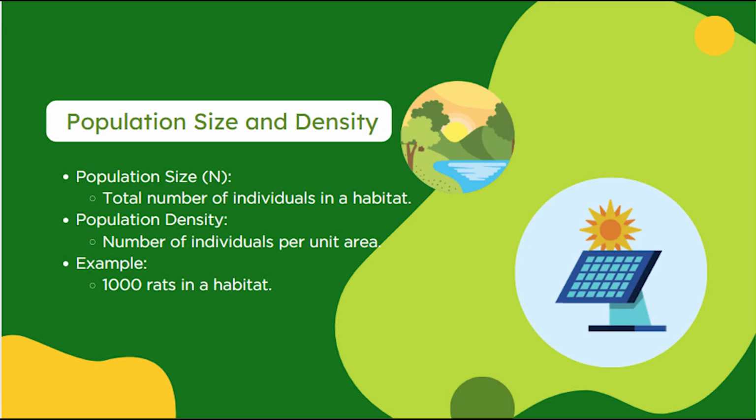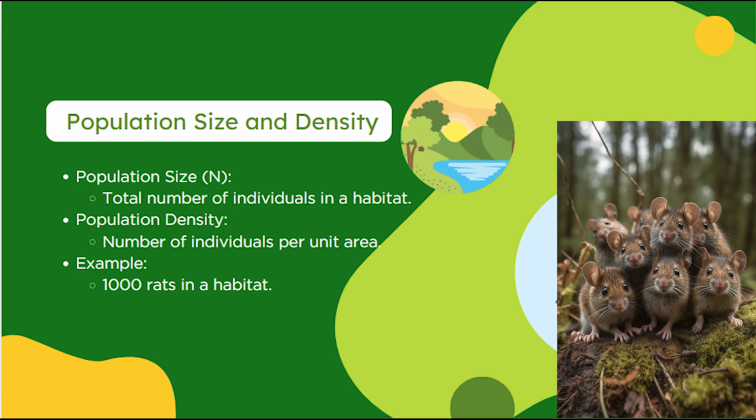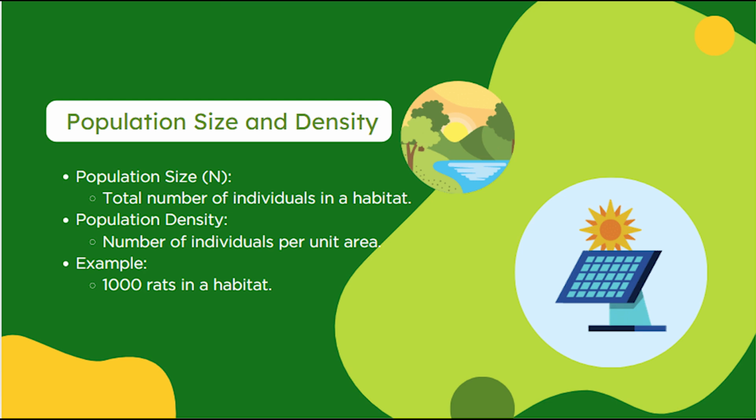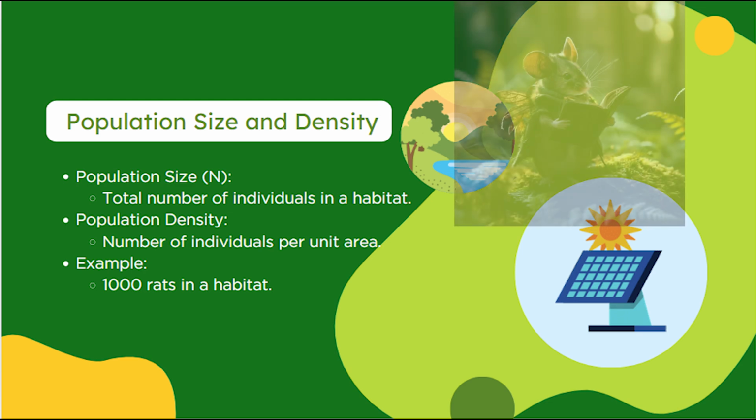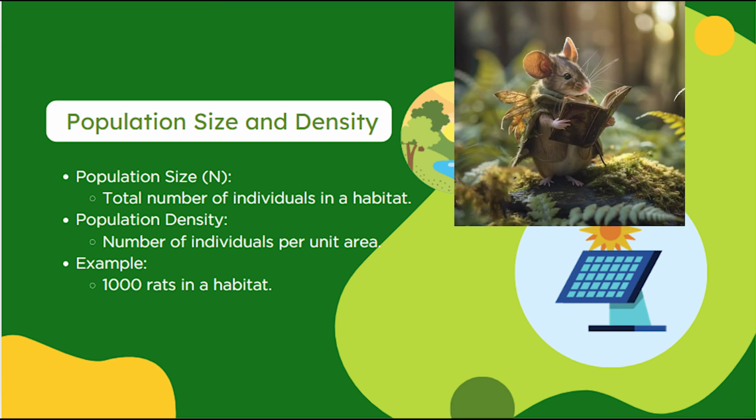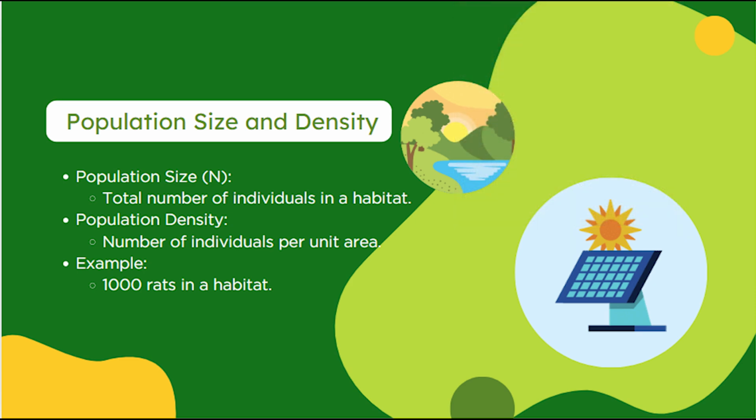Population size and density. Let's go deeper into population size and density. Population size is the number of individuals in a habitat. For example, if we have 1,000 rats in a forest, the population size is 1,000. The other one is population density, which is how tightly packed they are. If those rats live in a 1 square kilometer area, we have 1,000 rats per square kilometer, and this helps ecologists understand how crowded an ecosystem is and how that might affect survival and competition.